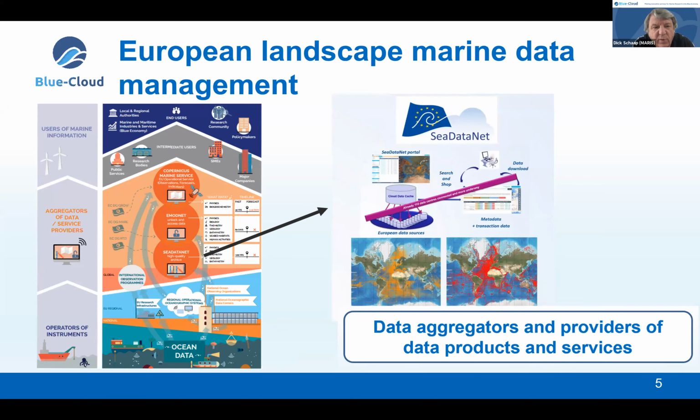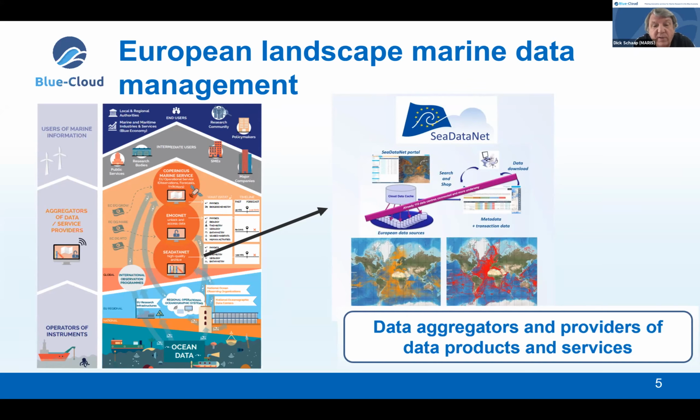Then in the middle we have the aggregators, those who bring together that information from the data originators and make it ready for further use. And for further use, there are several layers in the building where we go from data to products, from products to knowledge, and finally to use and to decisions. That's illustrated in this poster.